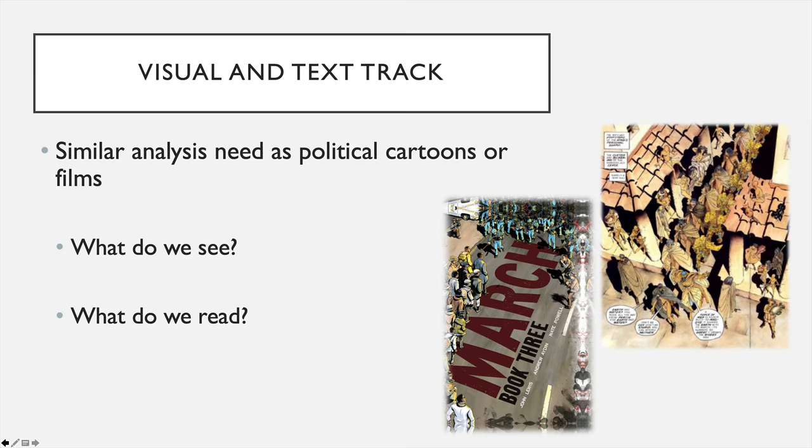And so here's where we start looking at the logistics and the analysis piece. We need to look at the visual and the text tracks of these graphic novels to fully understand them. And so the skills we use are very similar patterns to when we analyze, say, political cartoons or films. So we want to look at what are we seeing, but also what are we reading. And this is where we get that nice overlap between the novel with live theater and with film, all wrapped up into these graphic novels.